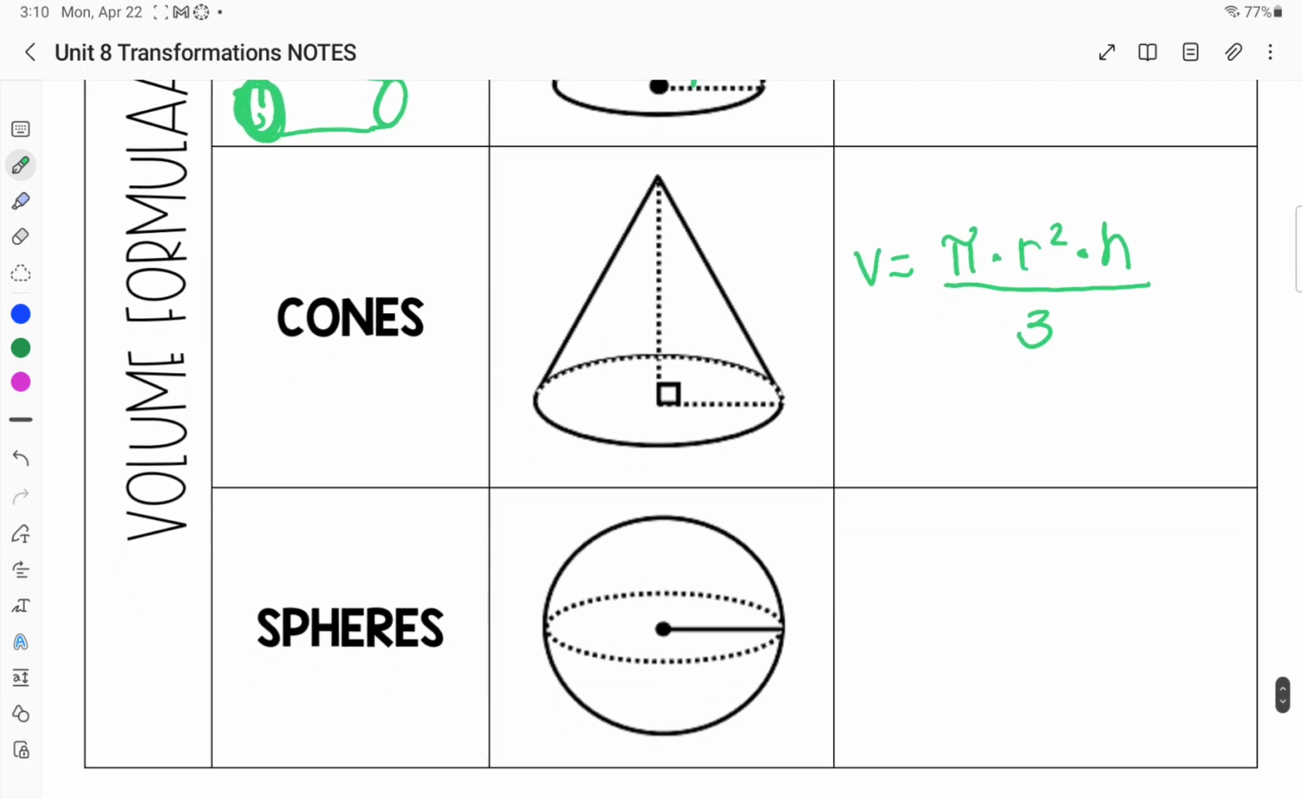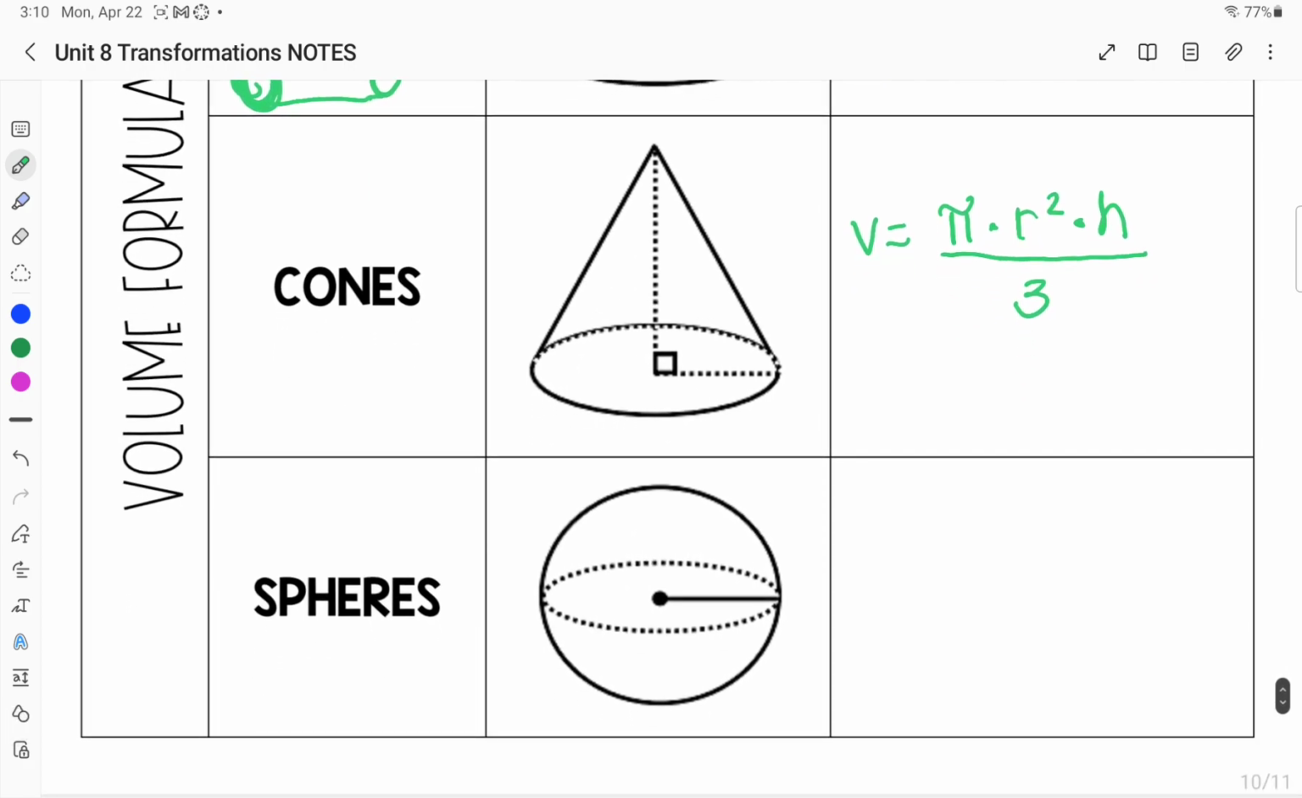And our last one is the sphere. You'll notice this one does not have a base because no matter where I put it, it's going to roll. There's no flat surface on this. So volume for this is 4 times pi times radius cubed. This is the only one that has a radius cubed. And then we're going to divide it by 3.